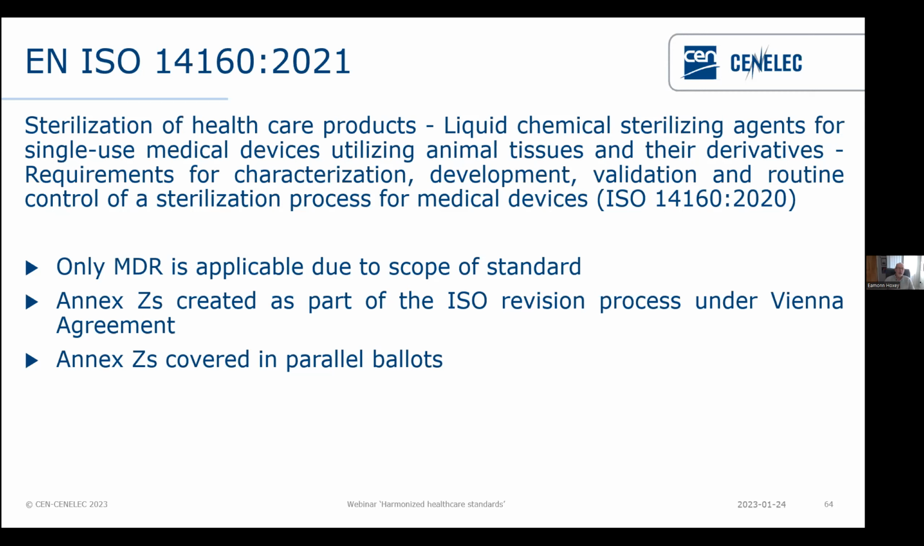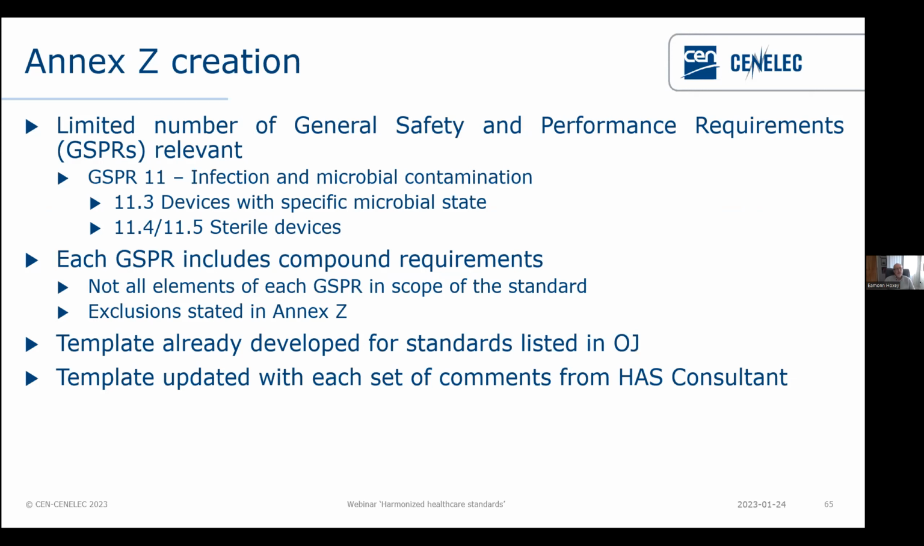And as part of the ISO revision process under the Vienna Agreement, we created the Annex Zs at that time. I was actually the project leader for the ISO project and led the development of the Annex Zs. And so we covered those Annex Zs in the parallel ballots under the Vienna Agreement. In terms of creating the Annex Zs, the first thing to focus on was that the scope of the standard was validation and routine control of sterilization. And so there was only a limited number of the general safety and performance requirements that were relevant.